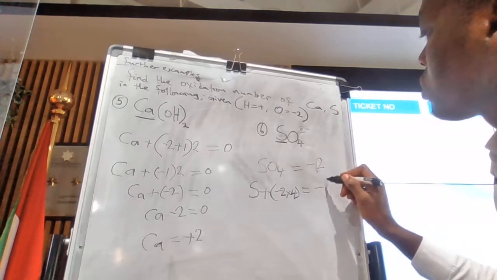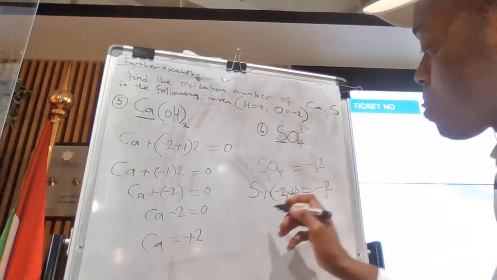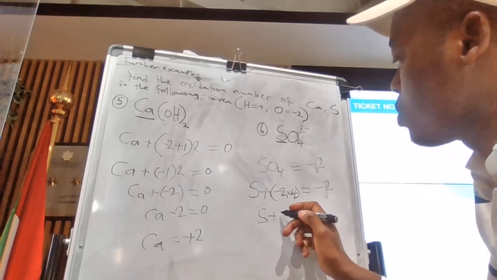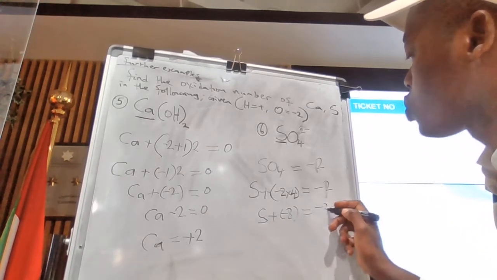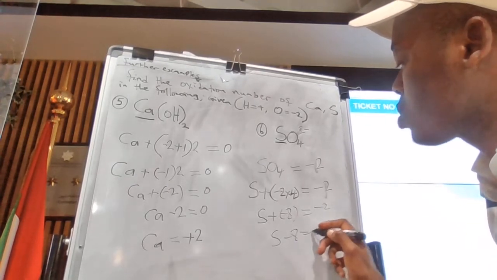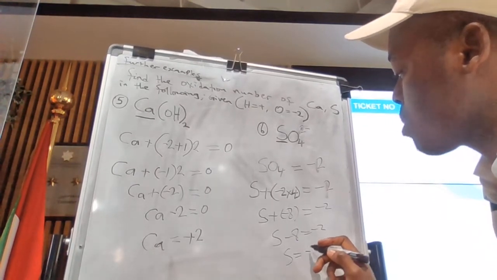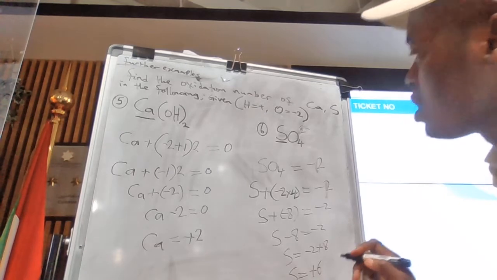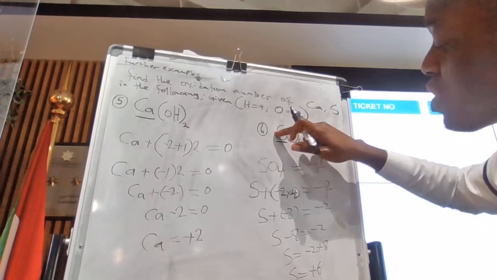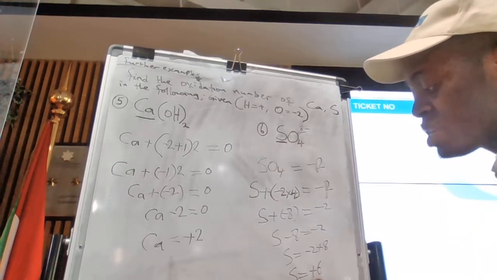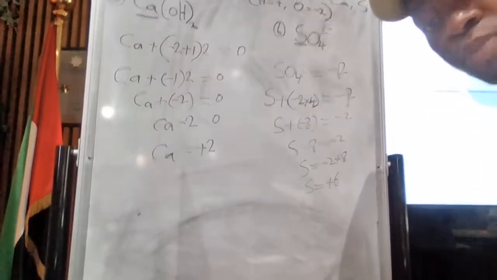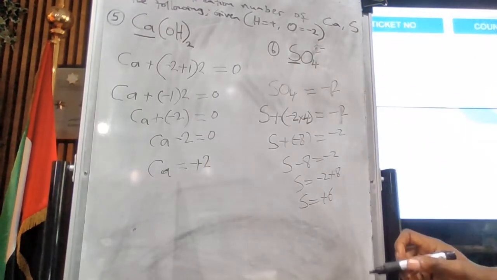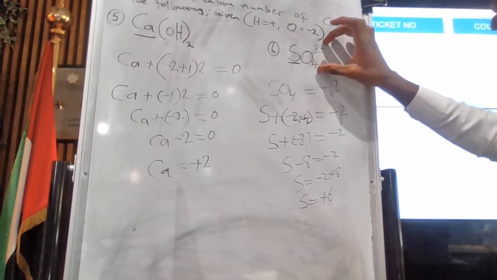So from what we have here, we now have S plus, this one will be minus 8, then equals to minus 2. S minus 8 equals to minus 2. So S is equal to minus 2 plus 8. At the end of the day, S will be equal to plus 6. So the oxidation state of sulfur in this compound is plus 6.